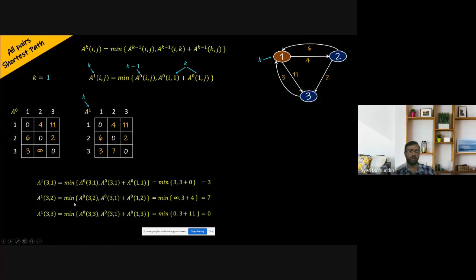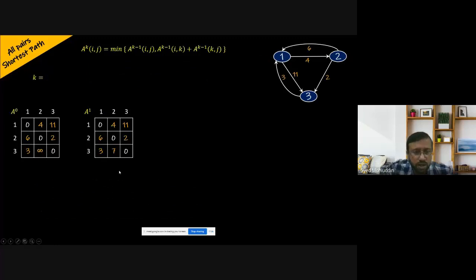Now you can find that 3 to 2 is the minimum of A of 0 of 3,2, which is infinity, and A of 0 of 3,1 plus A of 0 of 1,2. Here I is 3 and j is 2. We are trying to find 3 to 2 taking 1 as the intermediate vertex. The direct path is infinity from 3 to 2. But if we take 1 as the intermediate vertex, we go from 3 to 1 and 1 to 2, which can be reached in 3 plus 4, which is 7.